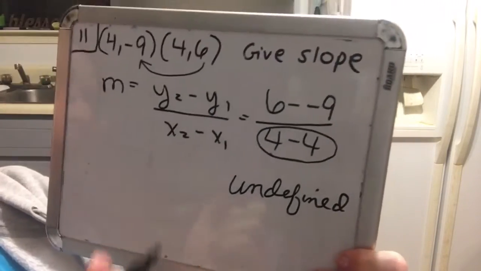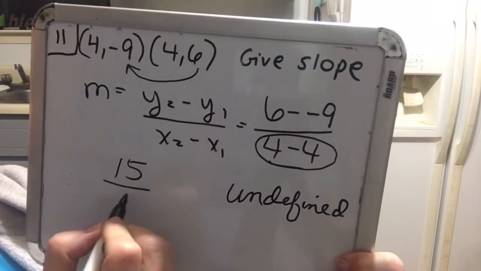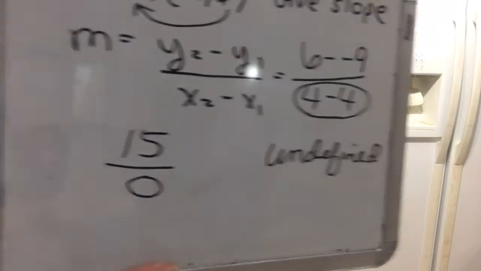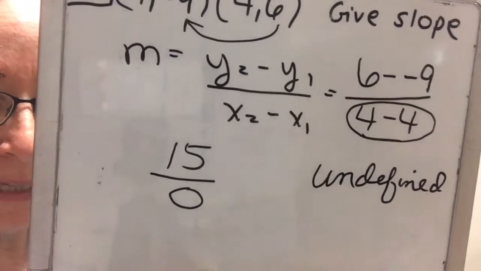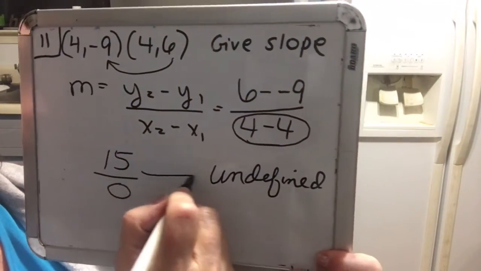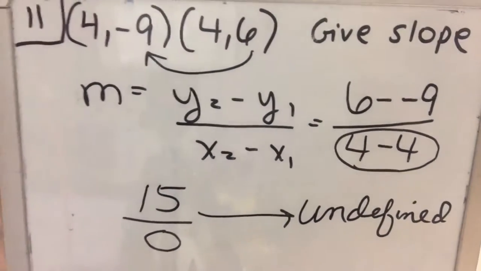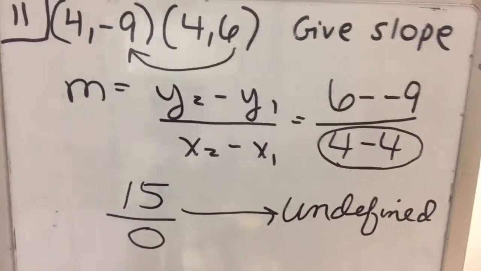Do not, on the test, leave 15 over 0. If you leave 15 over 0 as the slope, you will not get full credit for that, because you never went that extra step and said that means it is undefined. So you want to make sure you go all the way with that one.